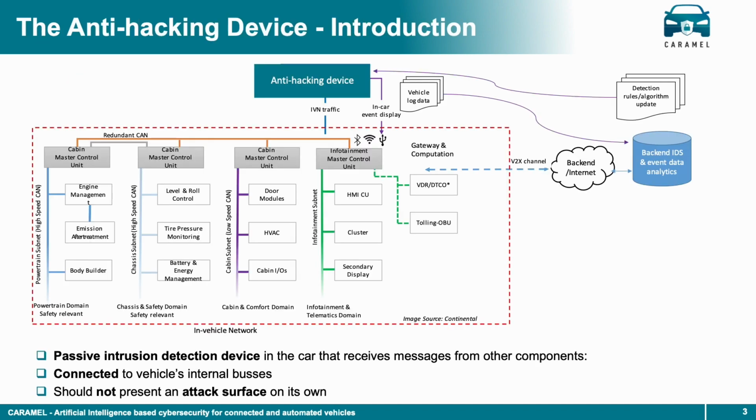A modern car consists of many different control units interconnected with various buses, like the CAN bus. The anti-hacking device is another control unit with a specific goal to add machine learning-based security features to the vehicle. It acts as a passive intrusion detection device in the car that receives messages from other components. It is connected to the vehicle's internal buses, passively collecting and interpreting information. As a security device, it should not present an attack surface on its own.